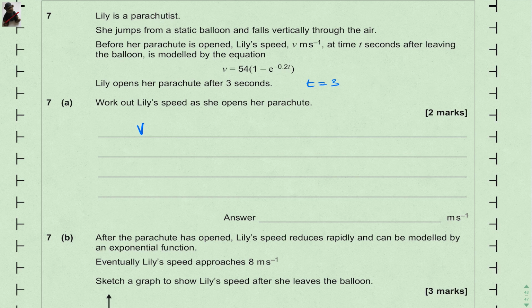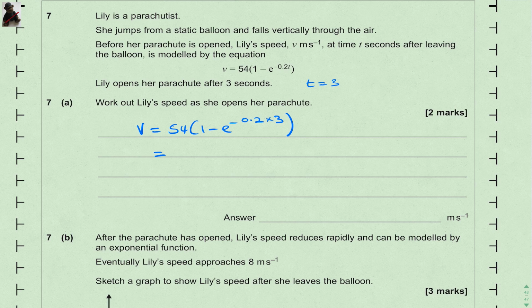So we're just going to do v equals 54 into bracket 1 minus e to minus 0.2, and then we need to replace t by 3. So that's times 3, close bracket. And then we need to punch that into our calculator.